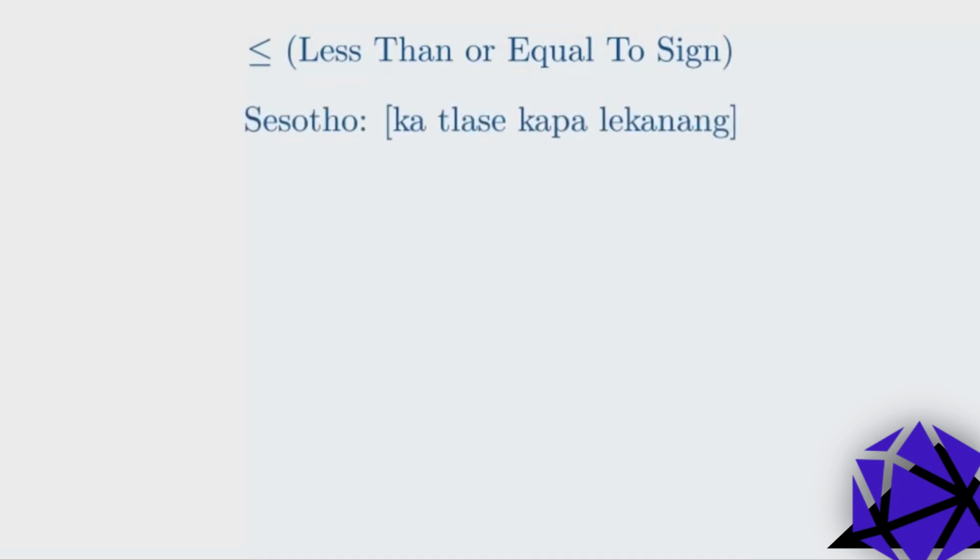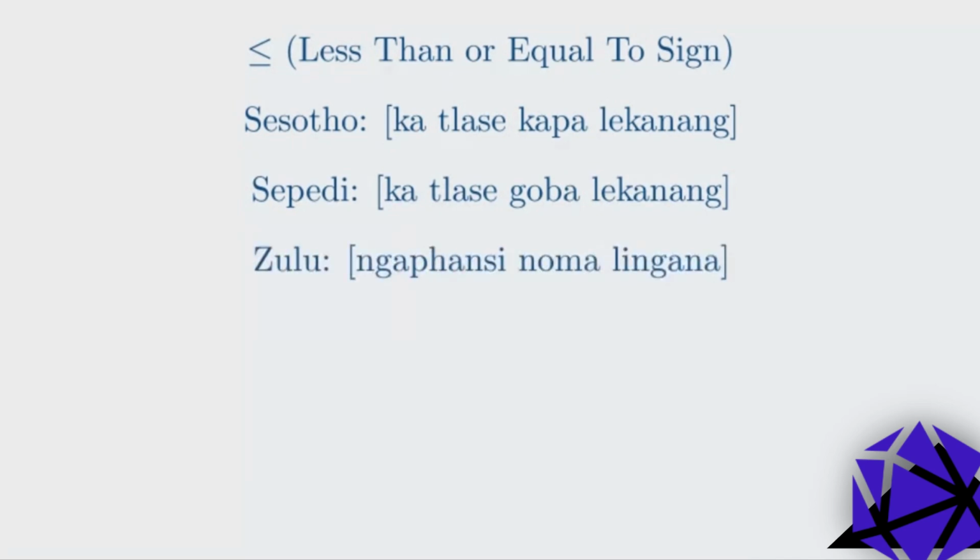Sometimes, a value can be less than or equal to another value. This is the less than or equal to sign. It means the first number is either smaller than the second, or it could be the same. In Sesotho, we say katlase kapalikanang. In Sepedi, we say katlase gobalikanang. And in Zulu, we say ngafansi no malingana.